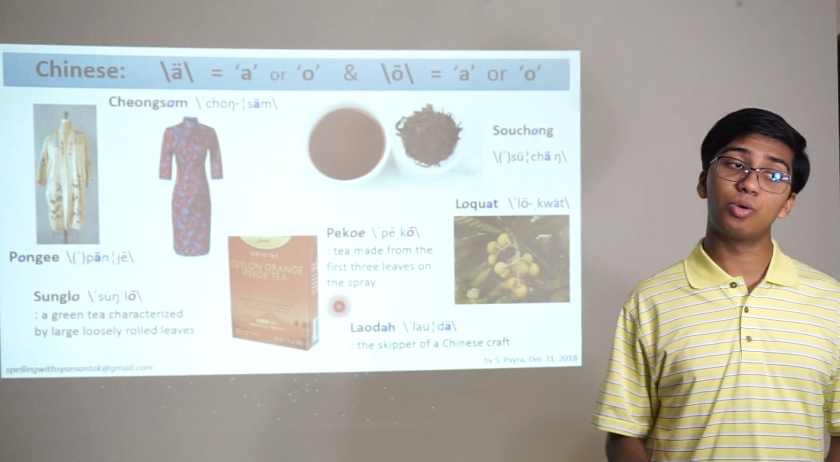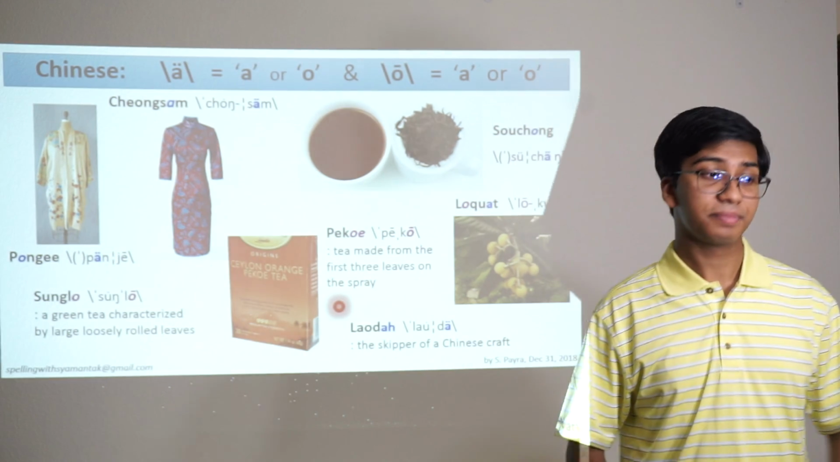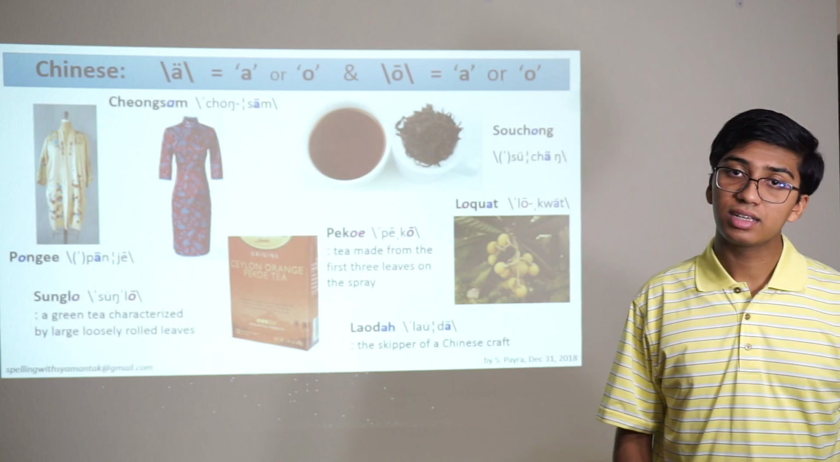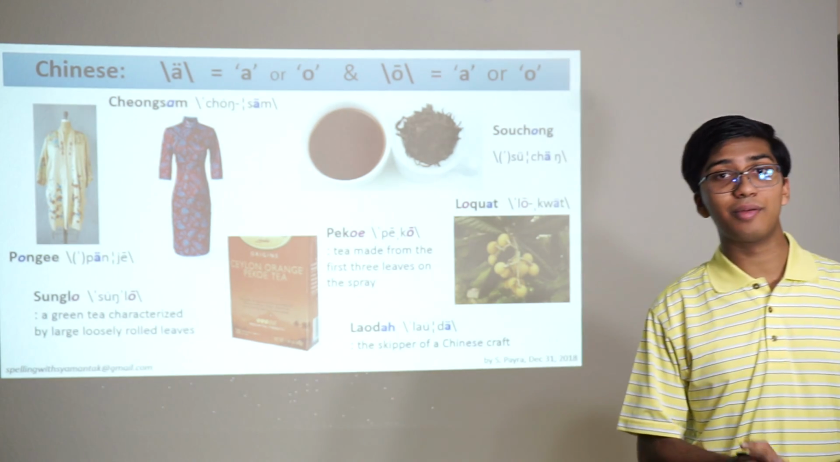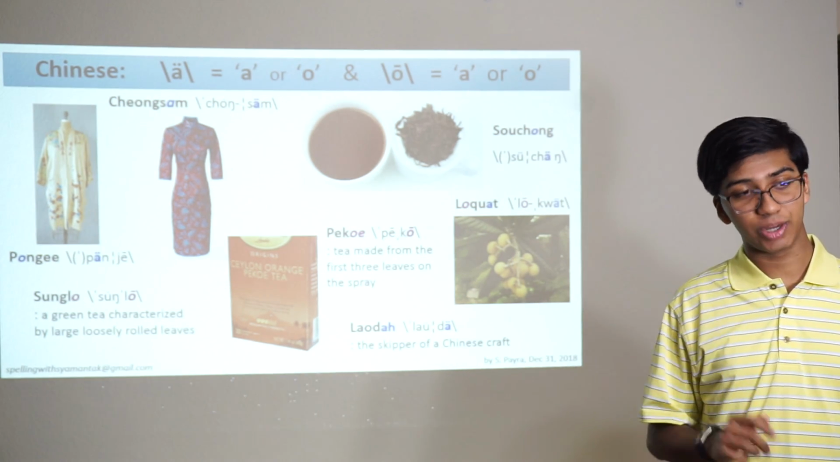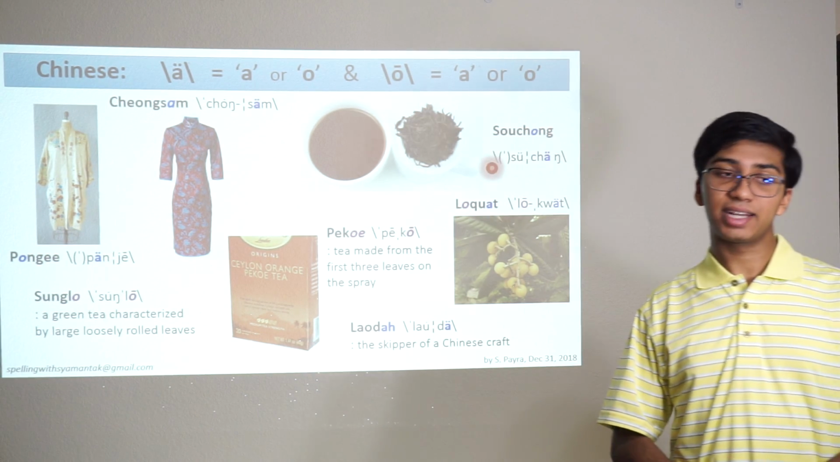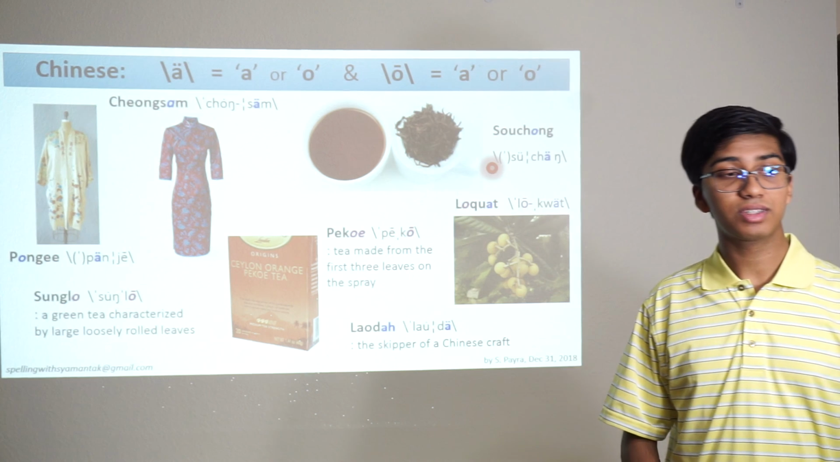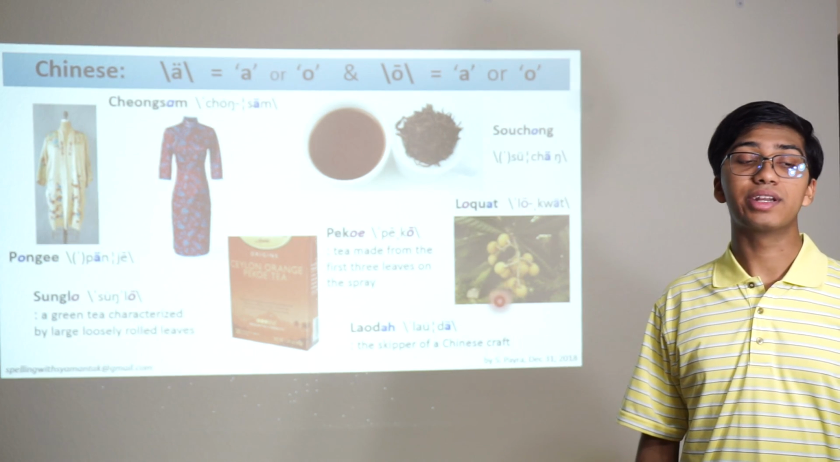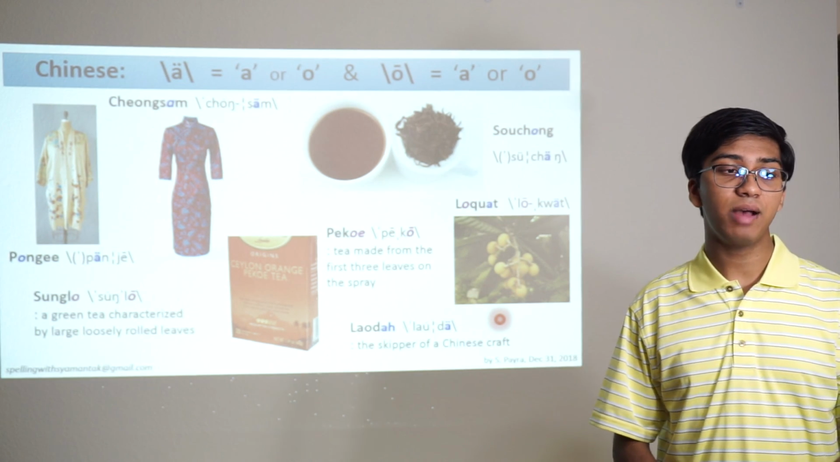Sumla has just an O. Pico has an O-E. A lauda is a skipper of a Chinese craft. That one has an A-H, tricky H at the end. Suchong means black tea made from large, smoky leaves. And a loquat is a fruit that's distantly related to apples.